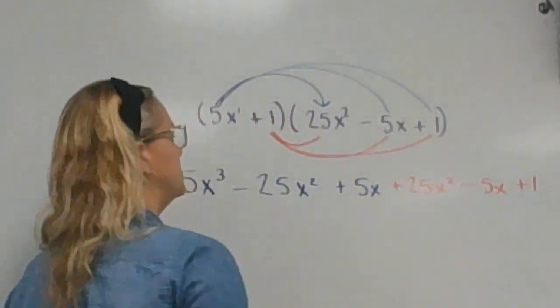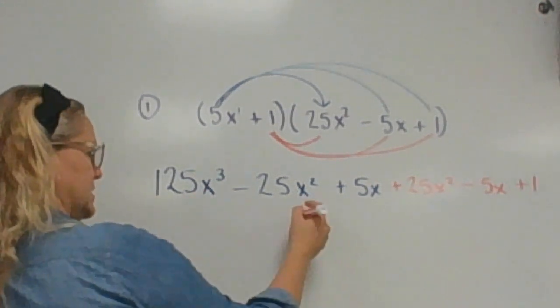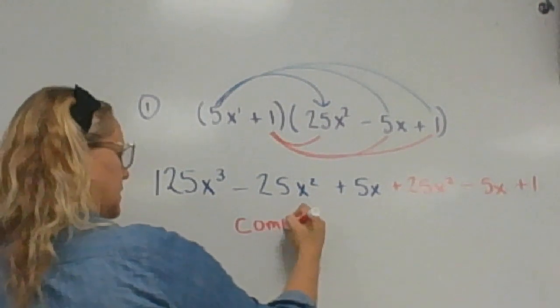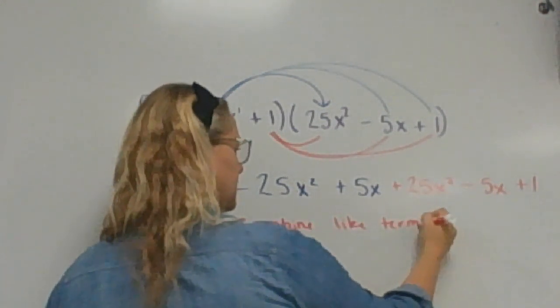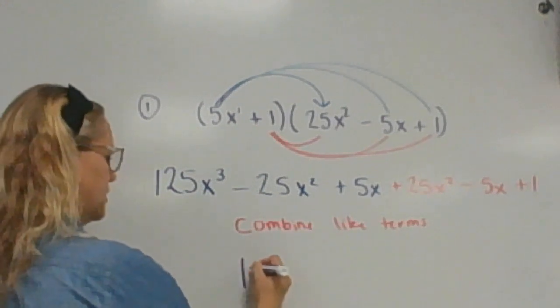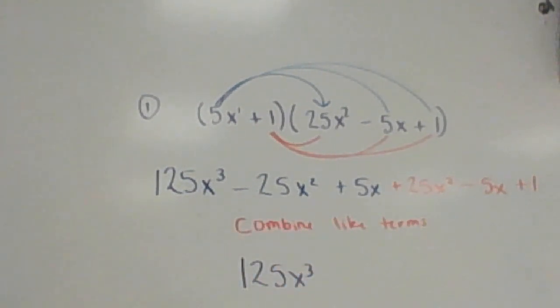1 times 5 and 1 times 1. So we end up with 6. A 2 by 3 gives us 6 terms. And then you combine like terms. So 125x to the third. There's no other third degree terms. Then I'll combine the x squareds.